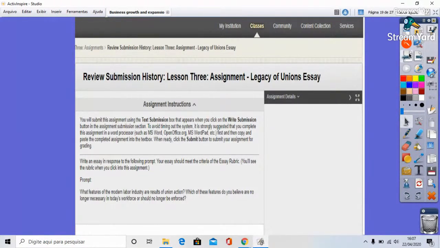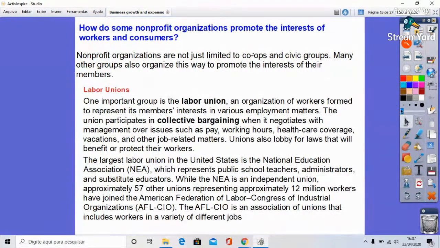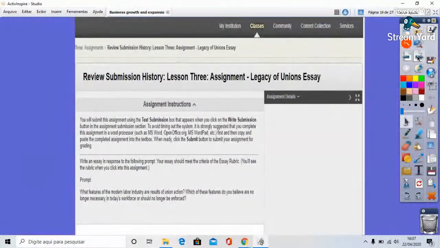Okay, it's basically after you read this chapter about labor unions. What do you have to do here? You need to write an essay in response to this prompt. You have to answer this. Your essay should meet the criteria of the essay rubric. You will see the essay rubric when you click into the assignment. So what do you have to answer?